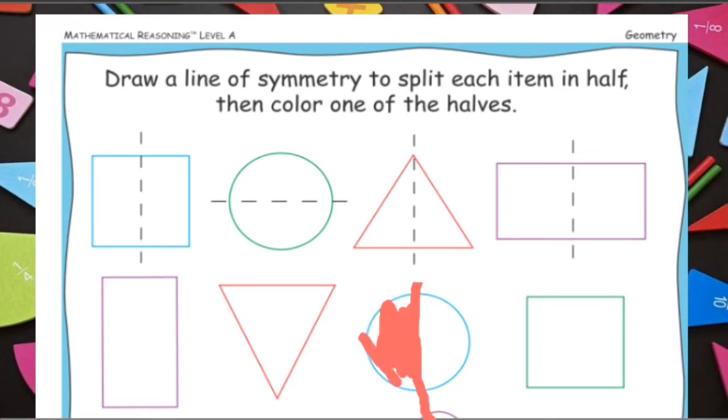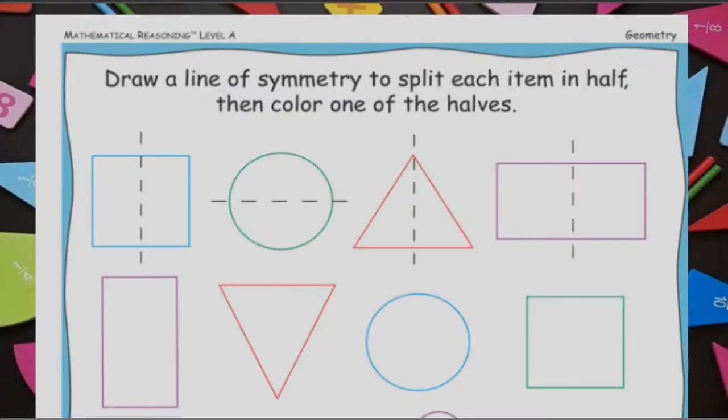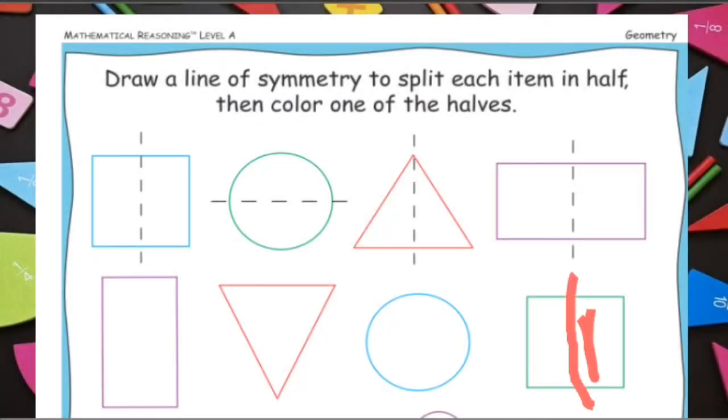Good. What about the green square right here? Also our what? Divide it. Oh, you see that's not good. I have to make it what? Equal. Very good. So I'll start from the middle. Good. And color one part of the square. Good. So don't forget, a line of symmetry is a line that cuts or splits a shape into two equal halves. So clap for yourself.